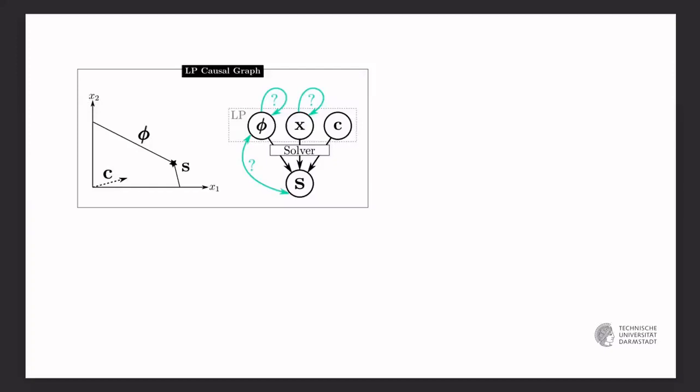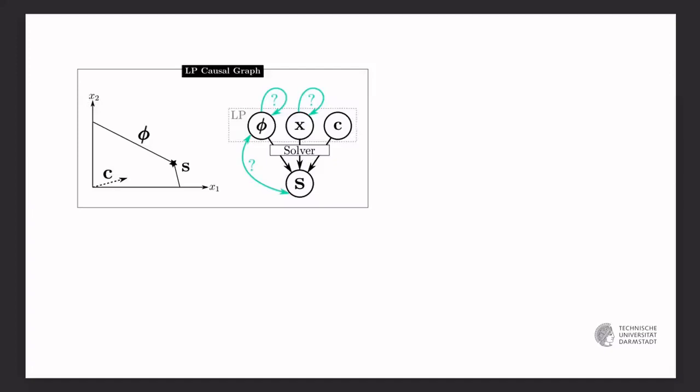And now what you can do is you can view, using the formalism of causality and the graphical approaches, this thing as a causal graph, right? I call this here the LP causal graph. And so we have again the variables, the phi, the x, the c, and also the s, actually four variables. And we can have this general picture, right? Where the causal mechanism is really just the solver. It's giving you the solution.